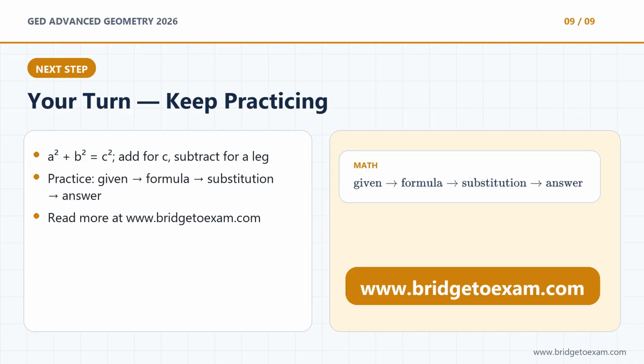Excellent work today. You can now name the legs and hypotenuse, use a squared plus b squared equals c squared to find a missing side, recognize the common triples, and test whether a triangle is right. Your mastery check is the 10 practice questions for this session. For each one, write it out this way: given information, then formula, then substitution, then the answer with units.